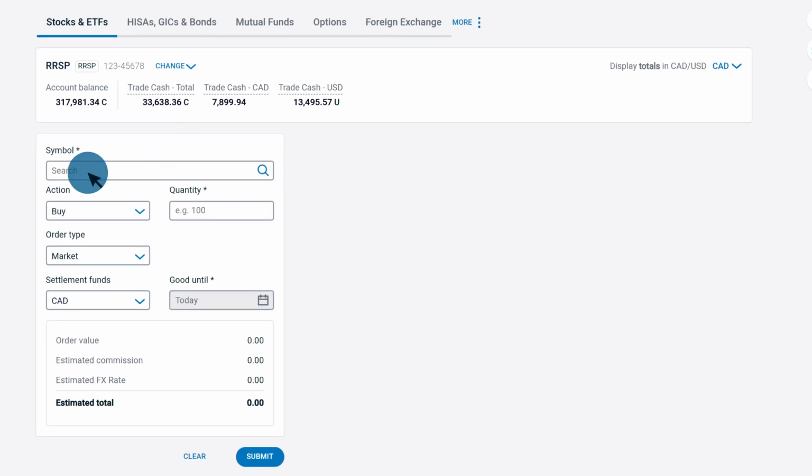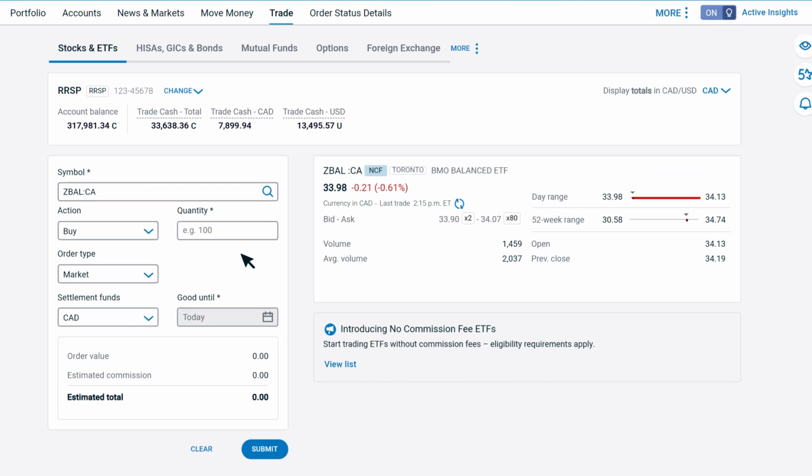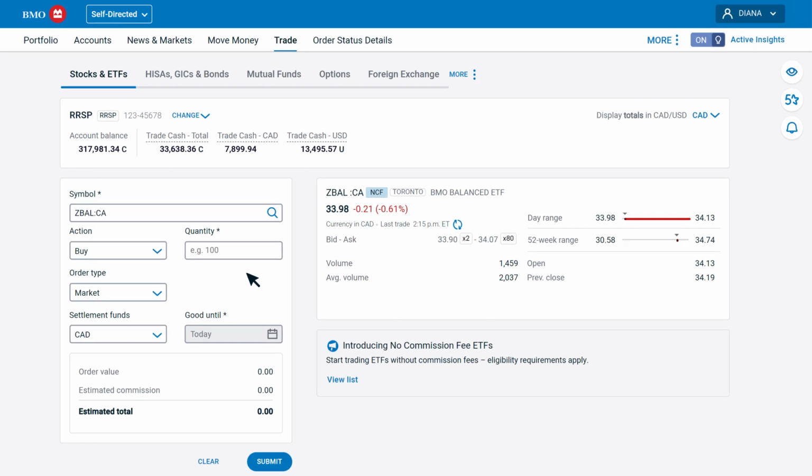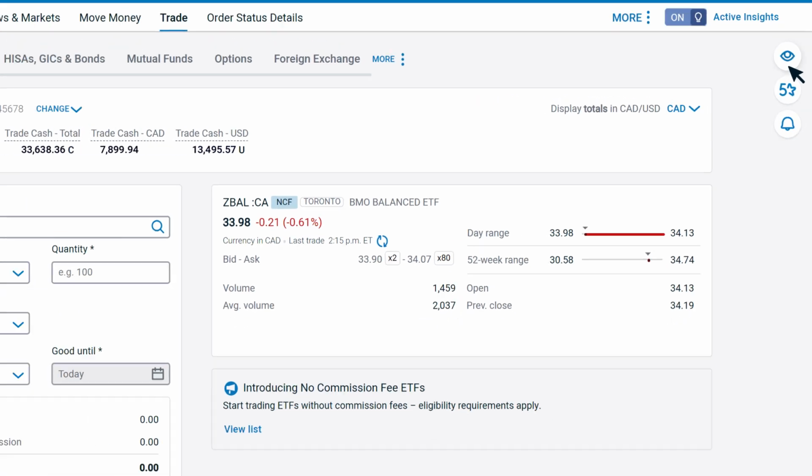We click on this field, which opens up a pop-up window. For this demo, we're using a BMO Asset Allocation ETF with ticker symbol ZBAL. We enter that in and we see ZBAL on the list. We click on Select and it's pre-entered to the form. Keep in mind, you can always keep on top of trading opportunities related to equities, ETFs, indices, and currencies by adding them to your watch list.